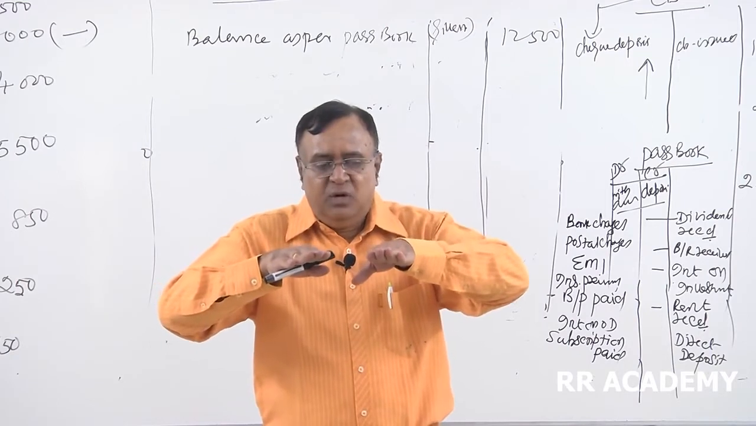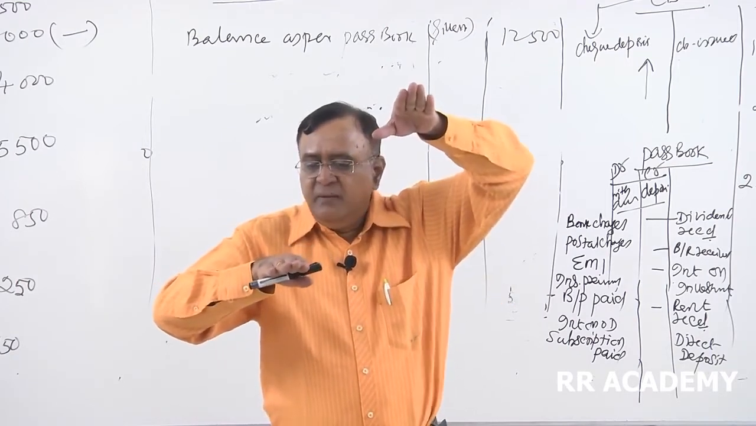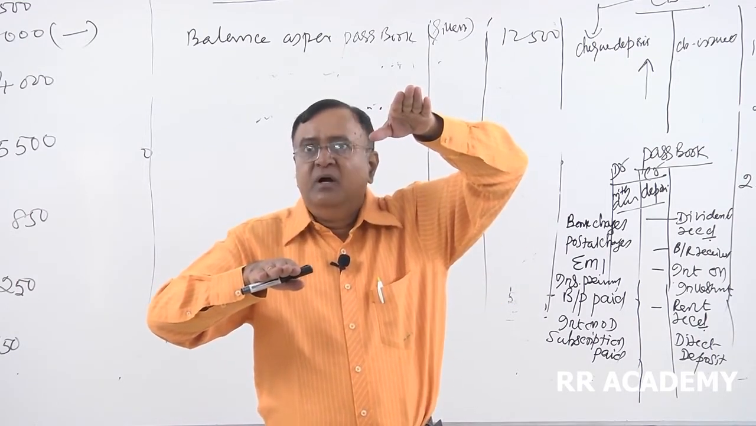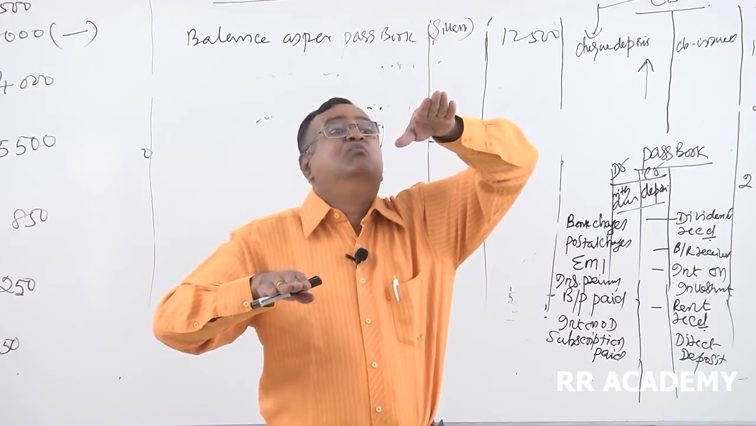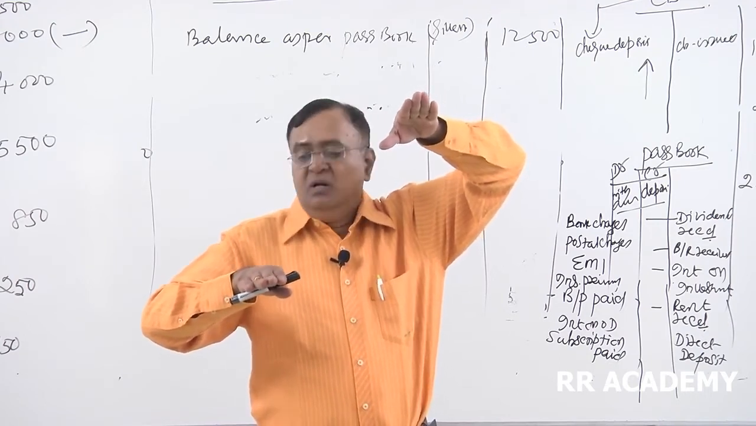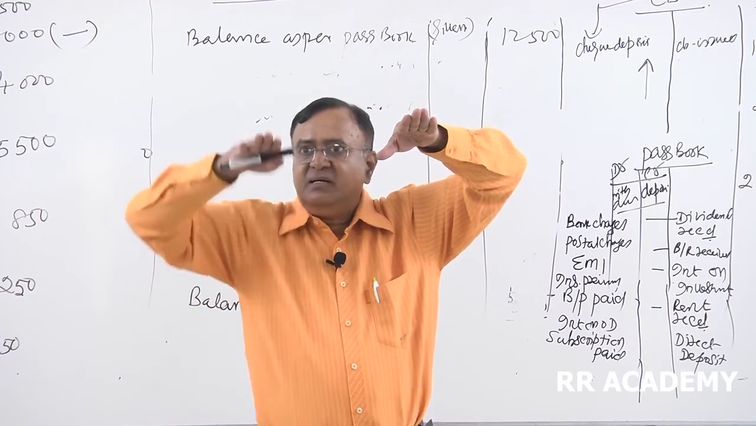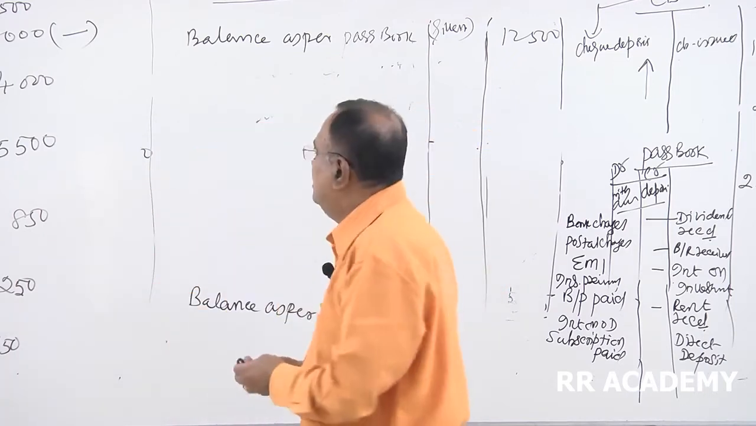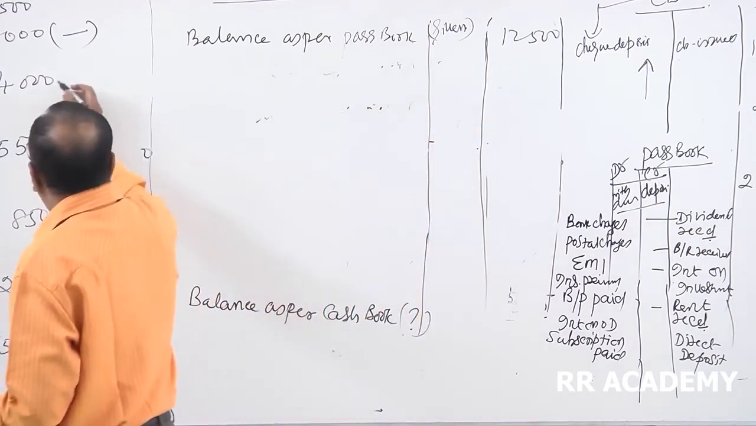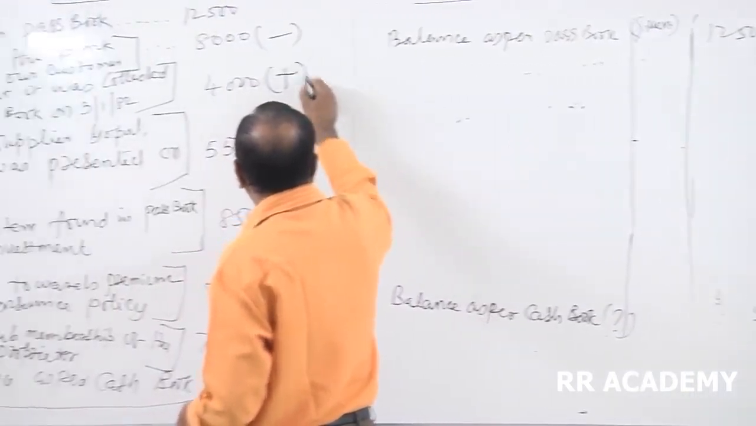Therefore, cash book increased, passbook same. We want cash book. Therefore, we must add to passbook. So, therefore, add.